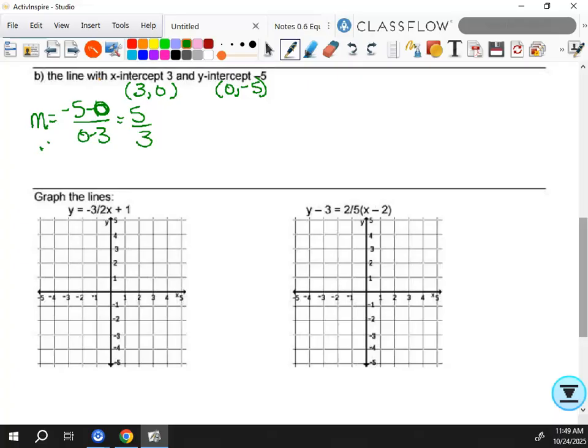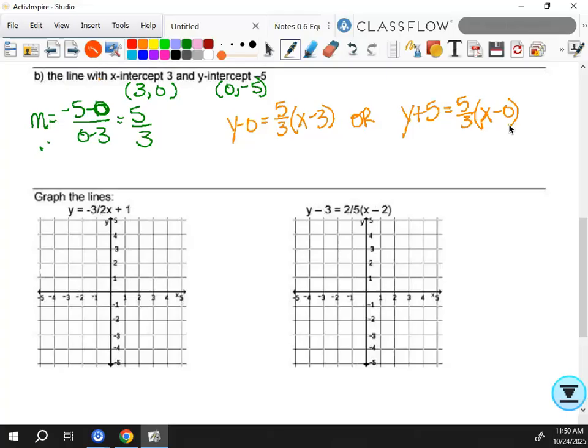Okay, so then we have some options. Now, since it did say point slope, if I do it with this point, this would give me y minus 0 equals 5/3 times x minus 3. Or if I did it with the other point, I would have y plus 5 equals 5/3 times x minus 0. And where I have the zeros, I wouldn't need them. I could just have y and x and it would be totally fine. But this is fine too, so I might as well stop.